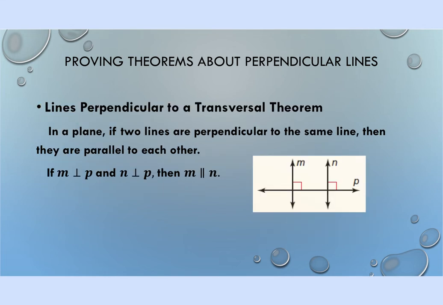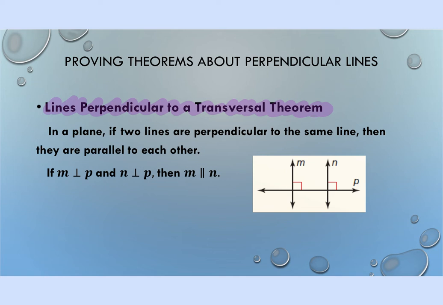The last test of the course. All right, lines perpendicular to a transversal theorem. Now we're talking plural. In a plane, if two lines are perpendicular to the same line, then they are parallel to each other. So we're kind of reversing what we just said. In the other one, we said they're parallel, and one is perpendicular, which means the other one is also perpendicular. Now we're saying if two lines in a plane are perpendicular to the same line, then they're parallel to each other.